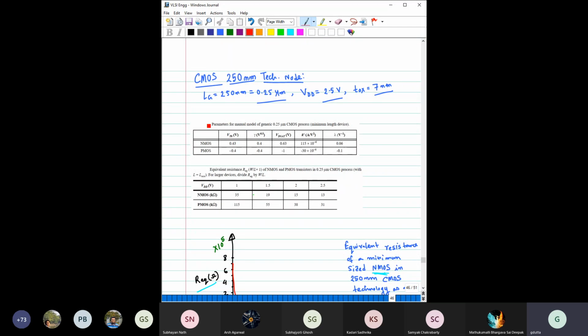And if you see the values, these two tables are from your book.